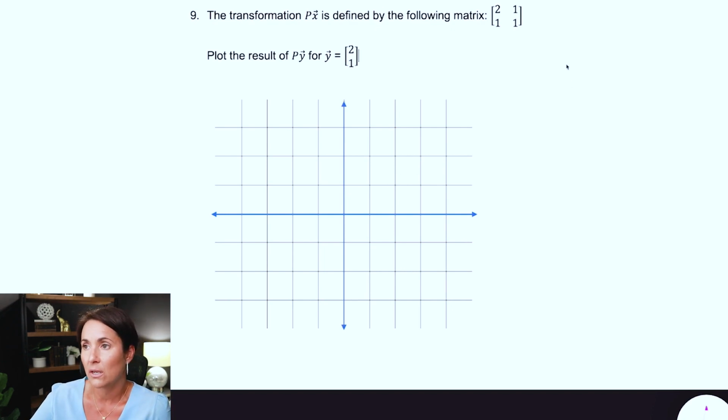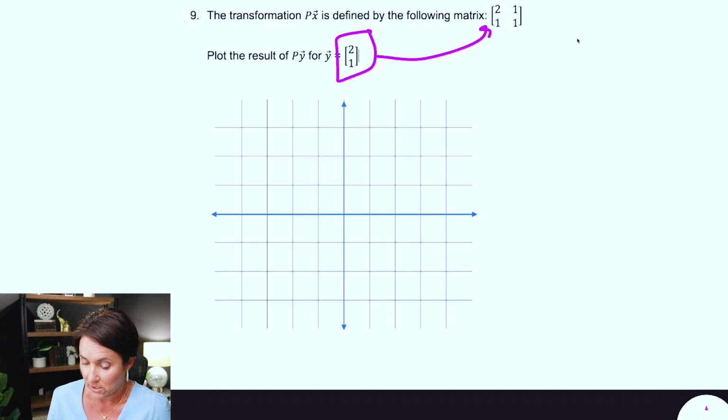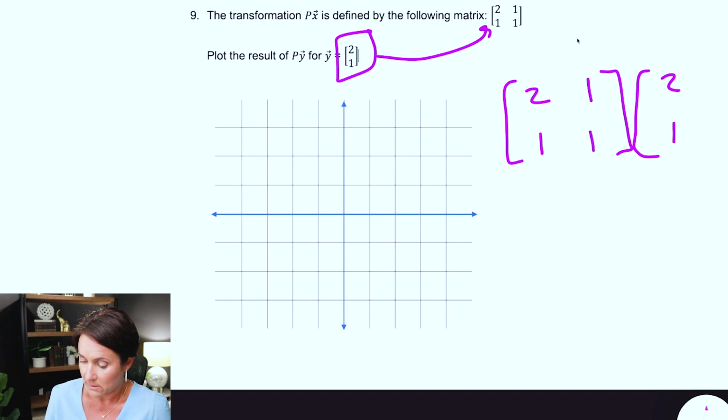The transformation position vector X is defined by the following matrix. Plot the result of position vector Y for Y equals, and then we have its column matrix there. Now, all you have to do if you're presented with something like this is you just take this result and multiply it by this matrix here. So we've got 2, 1, 1, 1. I'm just going to make this a little bigger so we can see the multiplication a little bit better. And we're going to multiply this by the position vector Y.